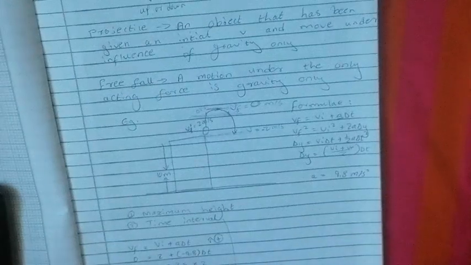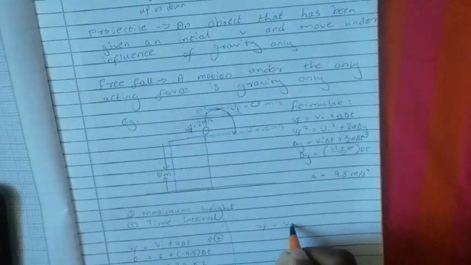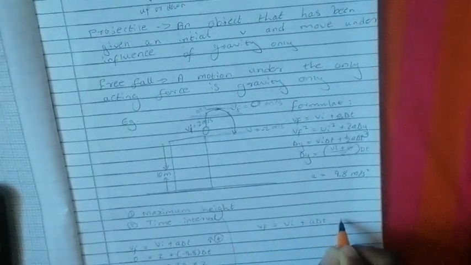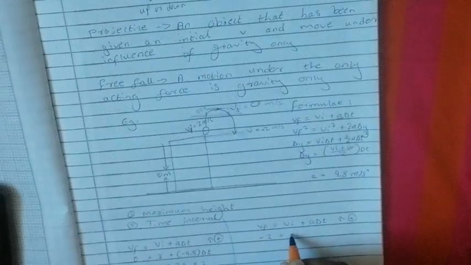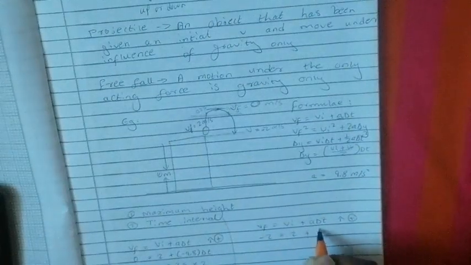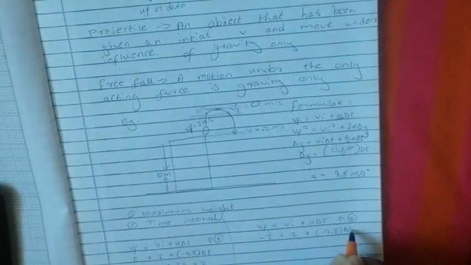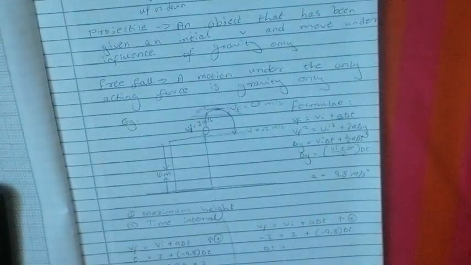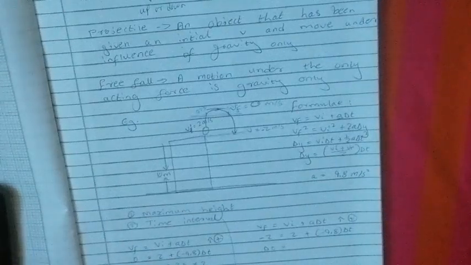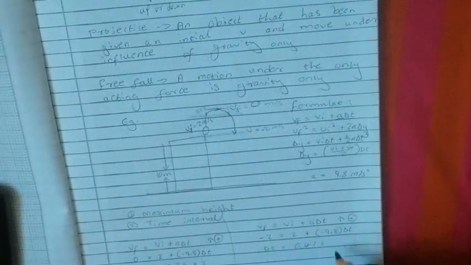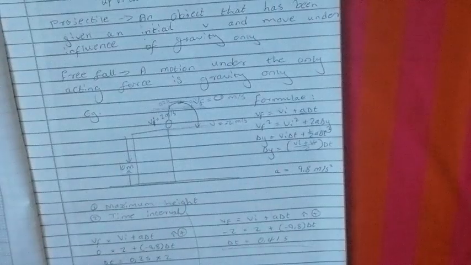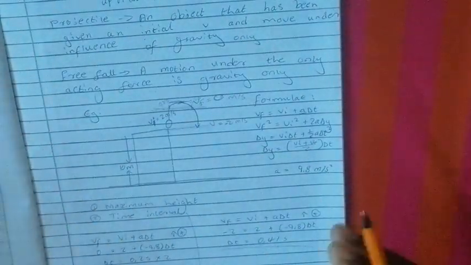Another way I'll do this is Vf equals Vi plus a delta T. I choose upwards as positive. What direction you choose doesn't matter as long as you are consistent with the direction you choose. So negative 2 equals 2 plus negative 9.8 delta T. And then delta T is equal to negative 4 divided by negative 9.8. That is 0.41 seconds.